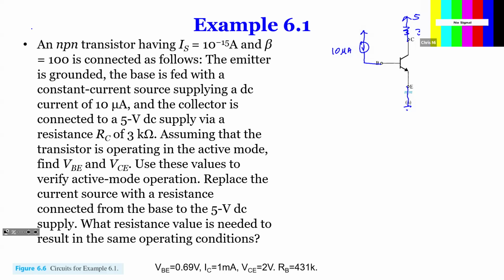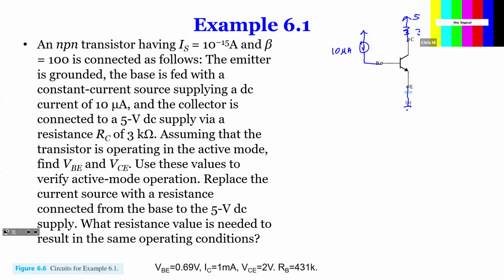IS is given as 10 to the minus 15 amps, a very small number. Beta is given at 100. And IB is given, I already wrote there, 10 microamps. And then it also says active mode.